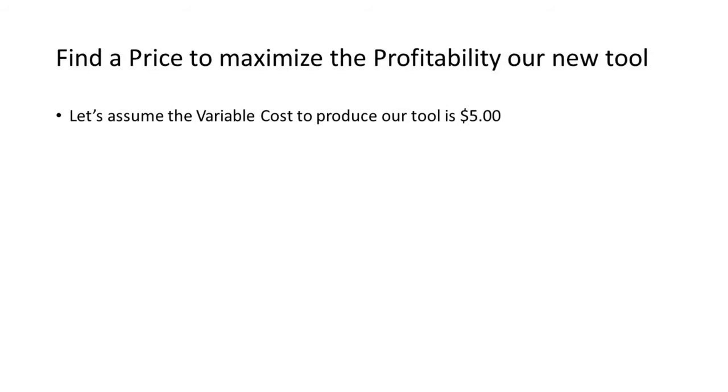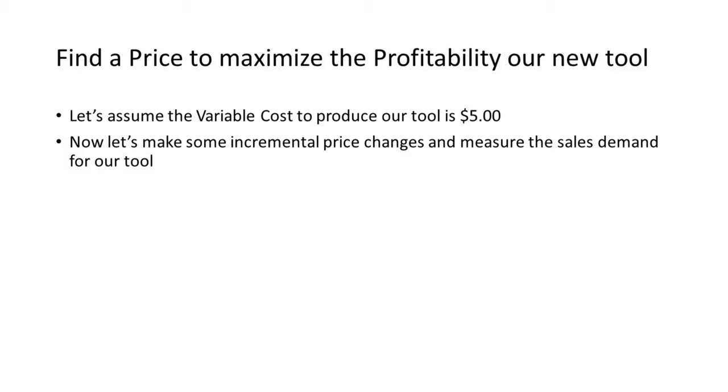So let's assume, in this case where we're producing this new tool, that the variable cost to produce that tool is $5. That would be the materials and the labor, maybe packaging and those types of things. That would be the variable cost to produce a single tool. Now, we can introduce the tool to the market, and we can start out with a market price for that tool, and then we can make some incremental price changes and measure how sales demand of the tool changes with changes in the price.